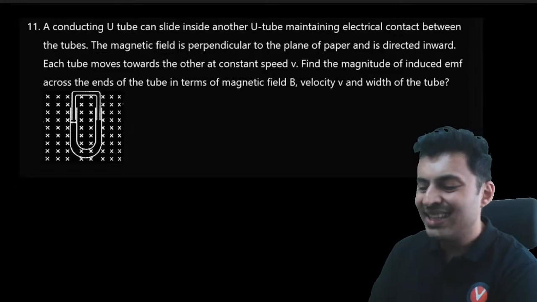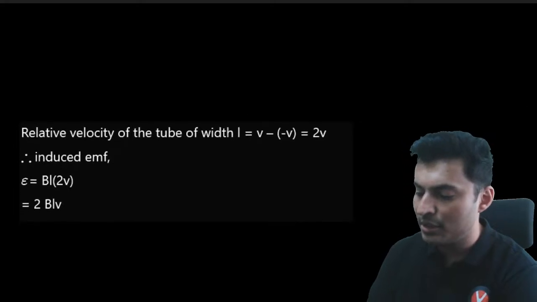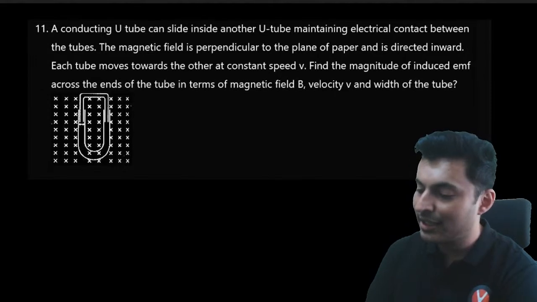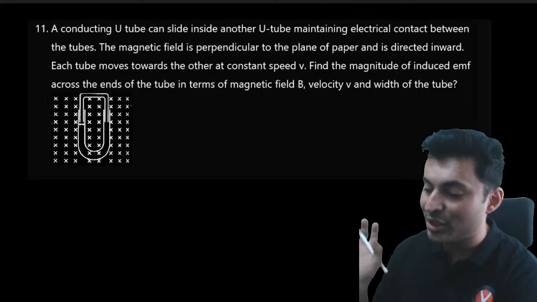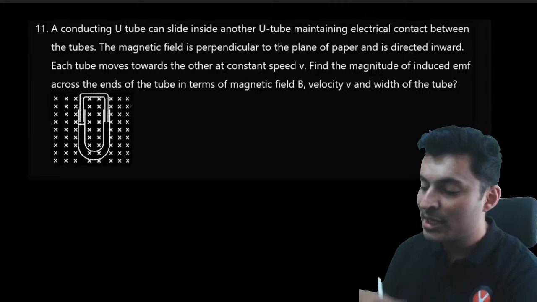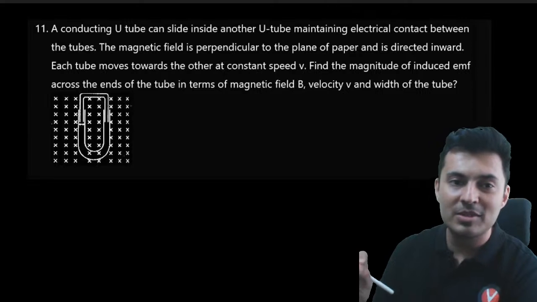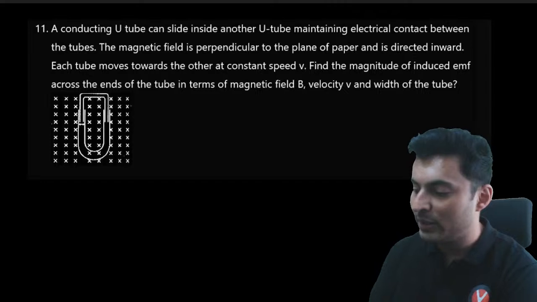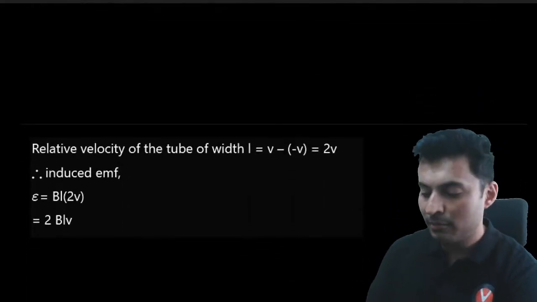All right. So in this question, you have to use the motional EMF concept and you will get the answer as BL into 2V. Relative velocity of the tube is given. So the conducting tube can slide into the another tube maintaining electrical contact. The magnetic field is perpendicular. Each tube is moving towards the other with a speed of V. If you find the relative speed, it will be 2V, and that is why you will just put 2V over there and you will get the answer as 2BLV. Okay, perfect.